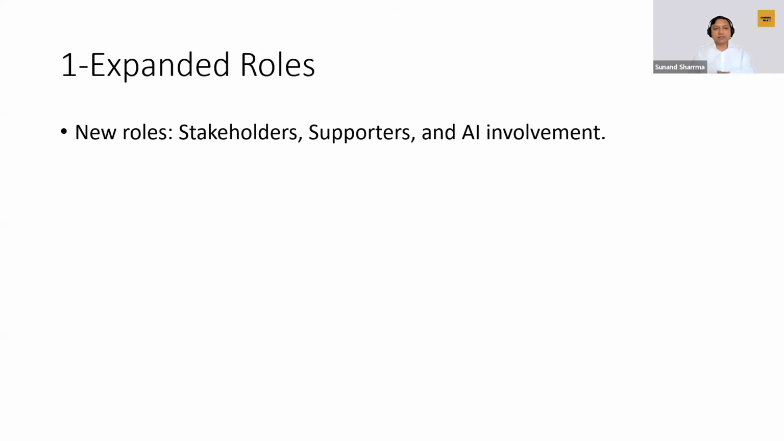So the very first difference is in the roles. In the 2020 guide, we have 3 roles: product owners, Scrum Masters, and developers. The expansion pack introduced 2 new roles: stakeholders and supporters. It also acknowledged AI as a potential product developer, of course, with human oversight. So this is a big shift.